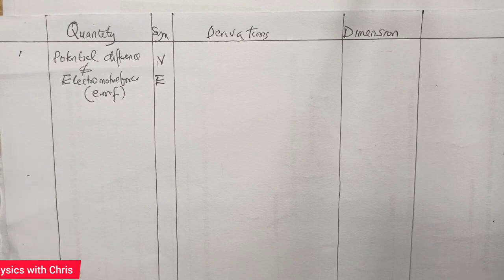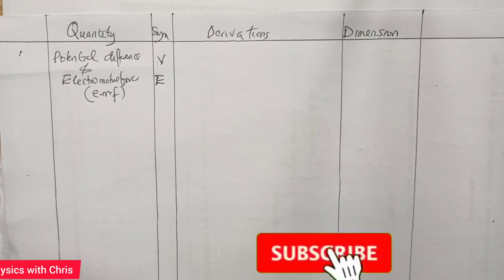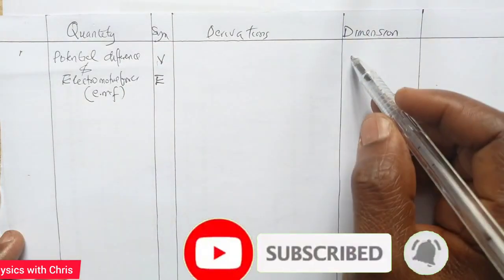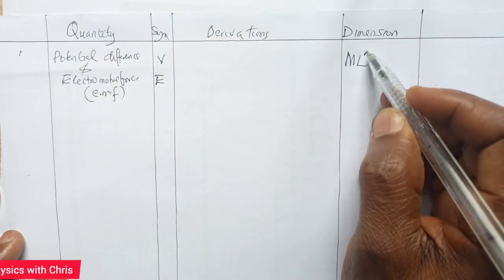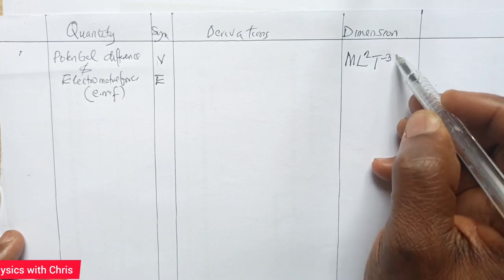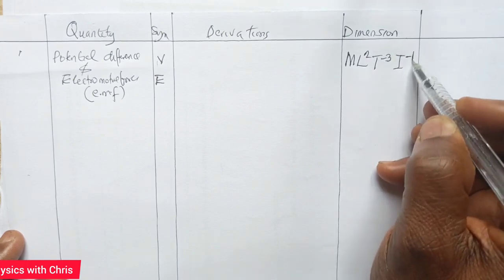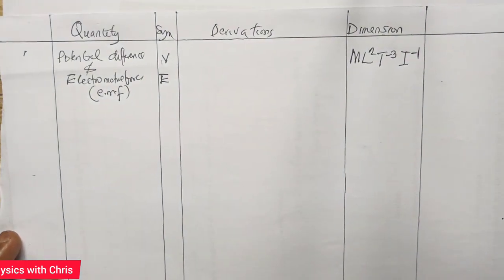Last video I showed you how to derive the dimension of a potential difference. So it's the same thing as electromotive force. Both of them are defined as the work done per unit charge. Okay, so they have the same dimension. Again, the dimension of potential difference is M L squared T minus 3 I raised to power minus 1, which is the same as the dimension of electromotive force.